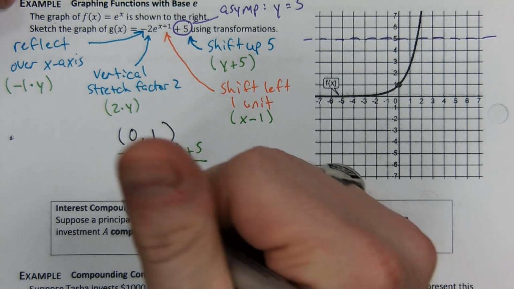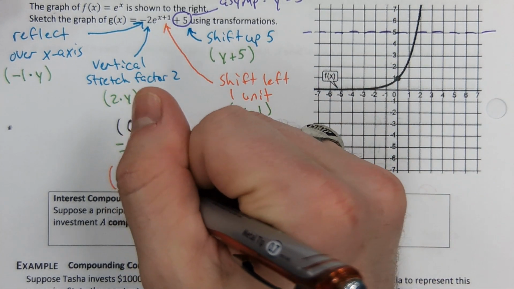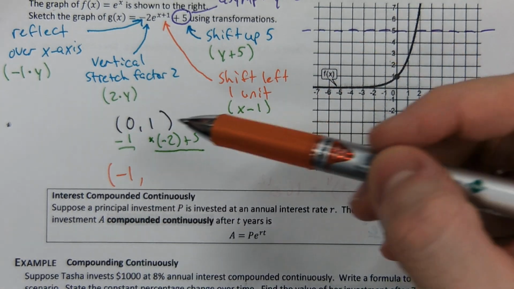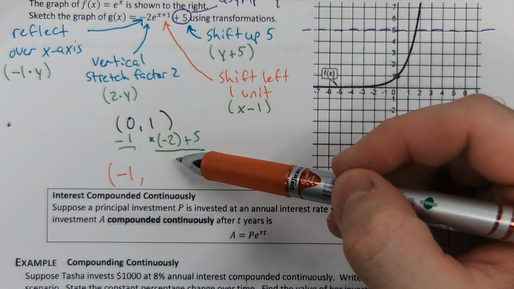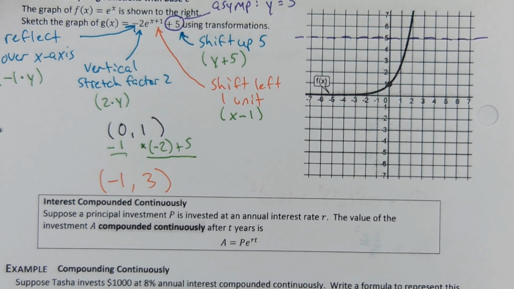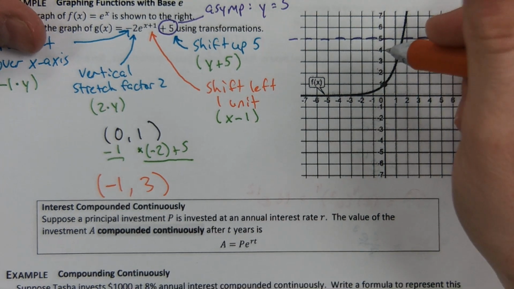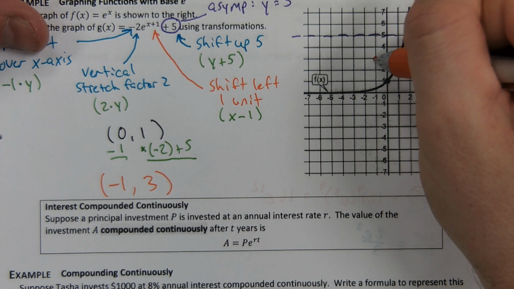Sounds like someone was on the phone and they just hung up back there. 0 minus 1 is -1. 1 times -2 is -2. And -2 plus 5 is 3. So my transformed g of x graph has a pretty coordinate at -1, 3, which is here.